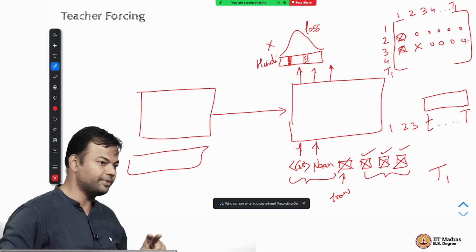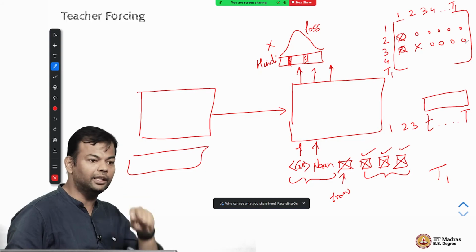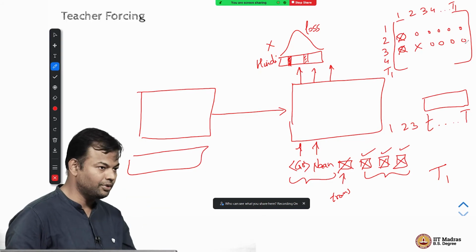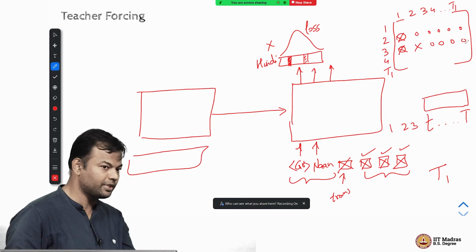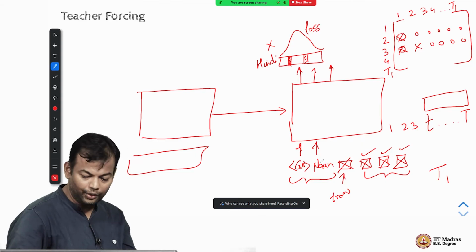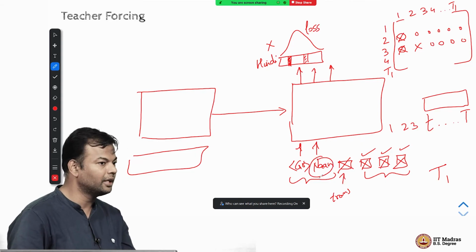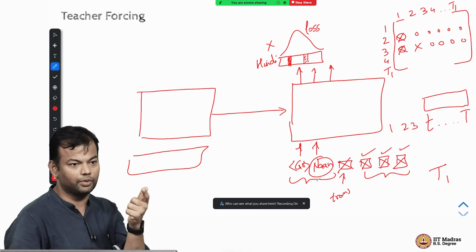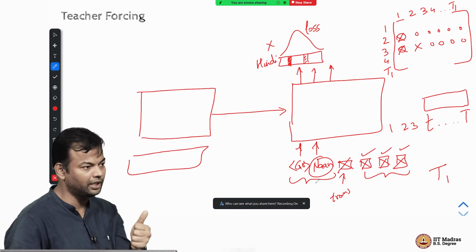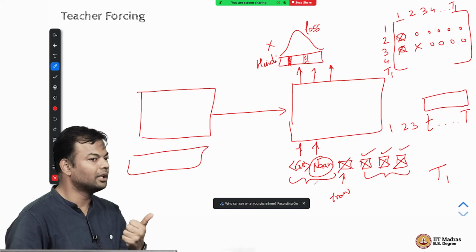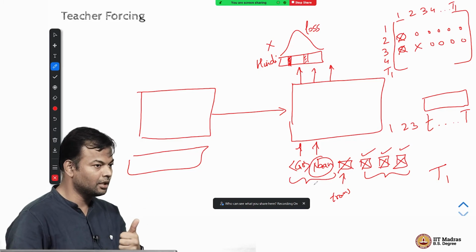So what are the two concepts that we are thinking of here? One, that you need to feed in the actual outputs. That is known as teacher forcing. What does teacher forcing mean? That you are forcefully feeding it the correct output instead of feeding it its own garbage. That's teacher forcing.